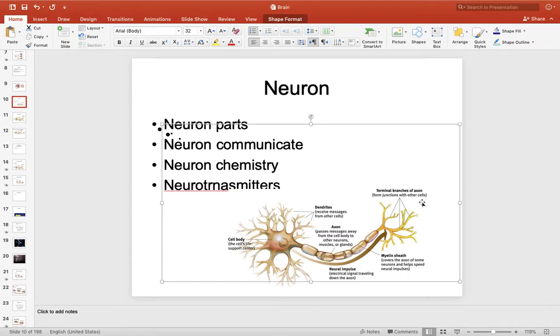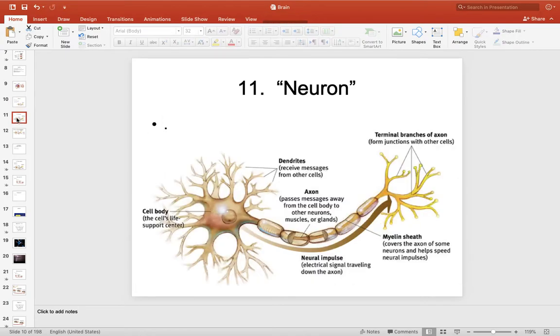Analogy by looking at the neuron. Your brain is full of neurons. Right now, neurons are firing. Your spine is full of neurons. Neurons are cells that communicate all through your body, and they look like this. So let's take a look at the parts, how they communicate, a little bit of chemistry, and what they call neurotransmitters.